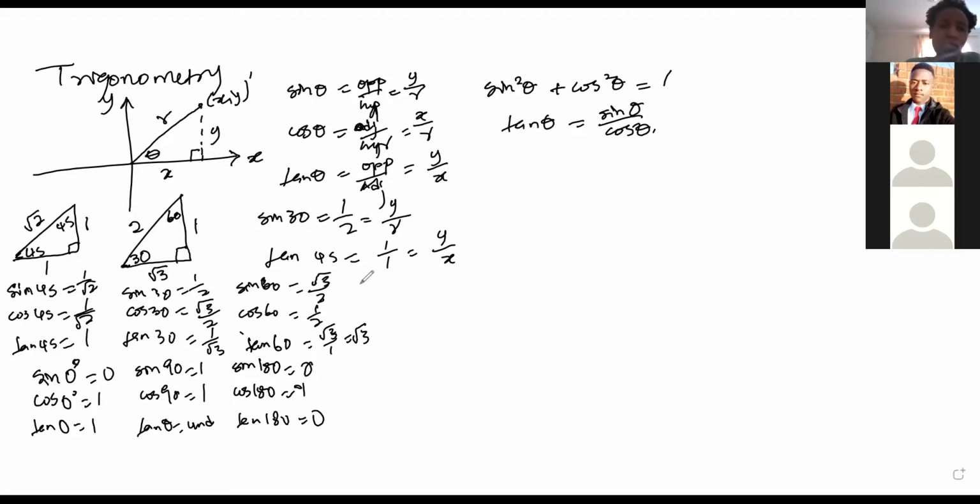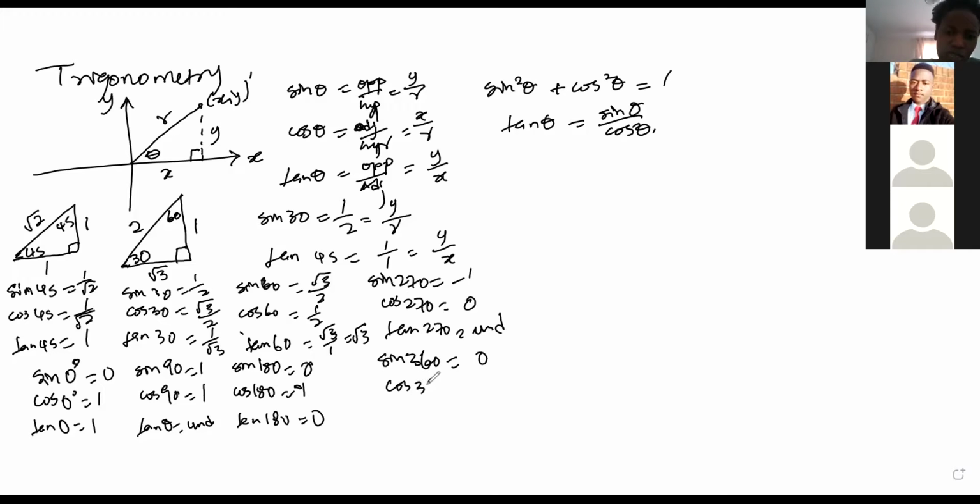Then sine 270 is -1. Cos 270 is 0. Tan 270 is undefined. Then sine 360 is 0. Cos 360 is 1. Tan 360 is 0. Okay.